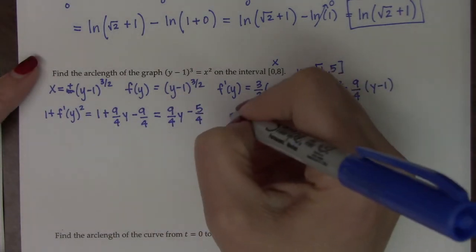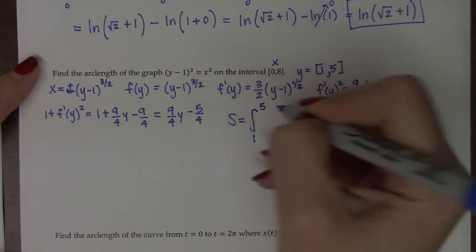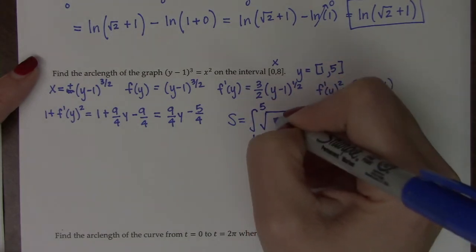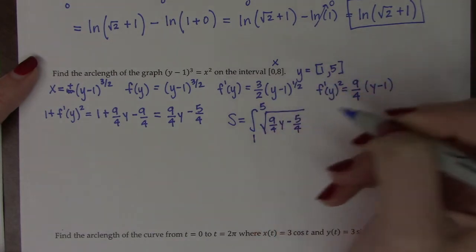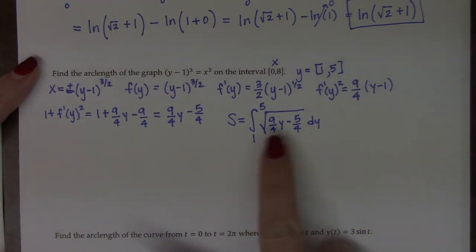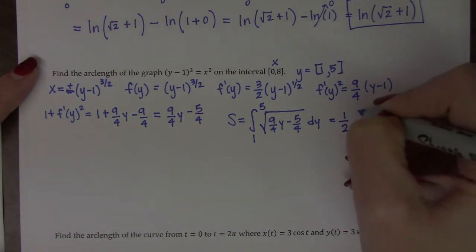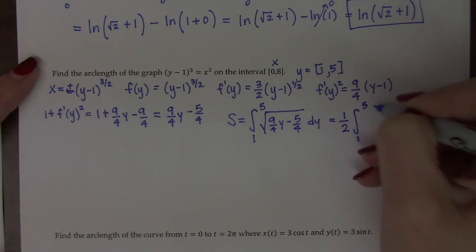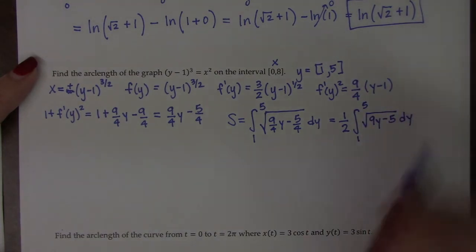So now my integral, remember I have to do the bounds on y, so that's 1 to 5 of the square root of 9/4 y minus 5/4 dy. Since both of these terms have a 1/4 in them, I can factor the 1/4 out, and the square root of 1/4 is 1/2. So I can simplify this by saying this is 1/2 times the integral from 1 to 5 of the square root of 9y minus 5 dy.